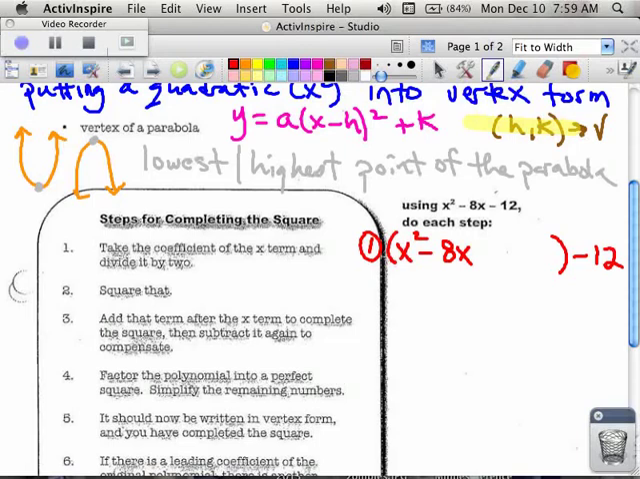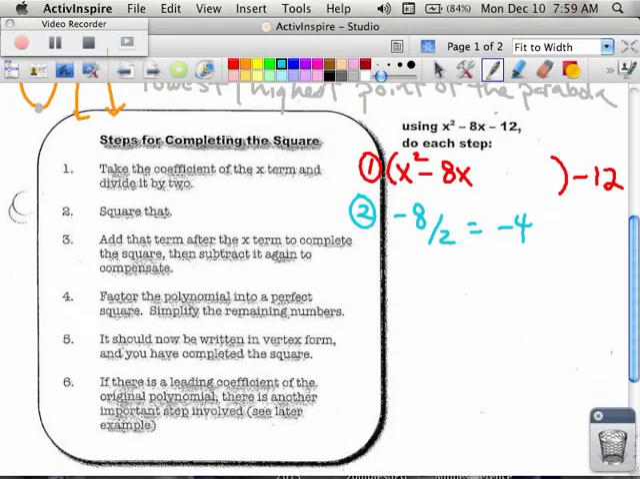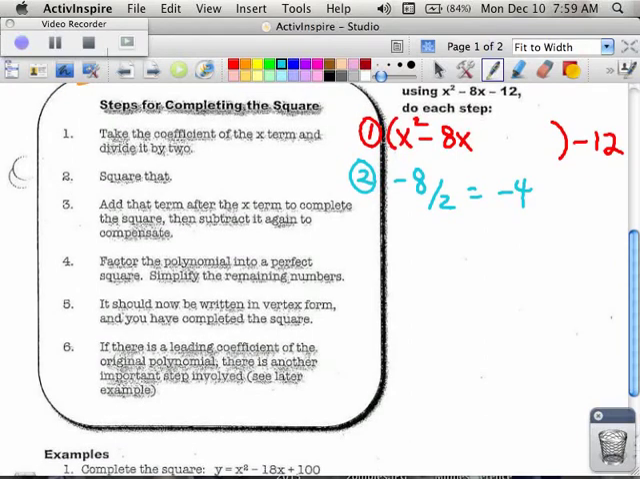Step 2, we're going to take half of the middle term. So we're going to take that negative 8, and we're going to divide it by 2, and we get negative 4. Step 3, we're going to take that negative 4 and we're going to square it. So whatever you saw right here is what went in my parentheses to square.